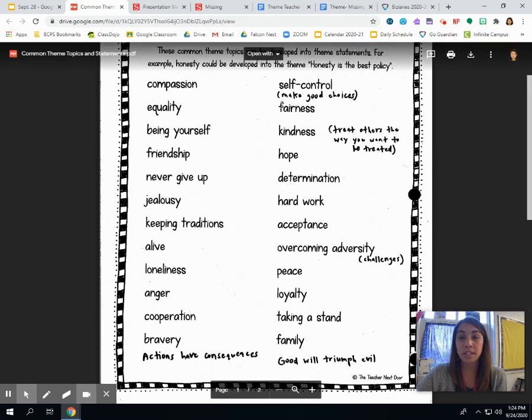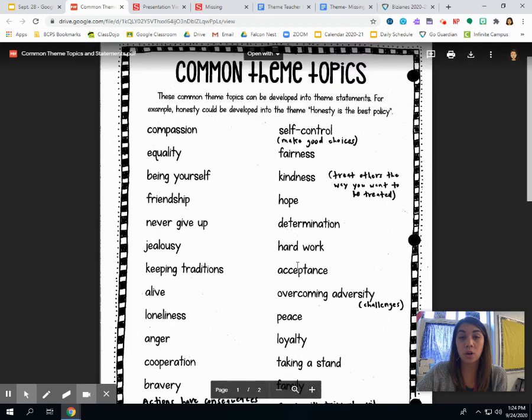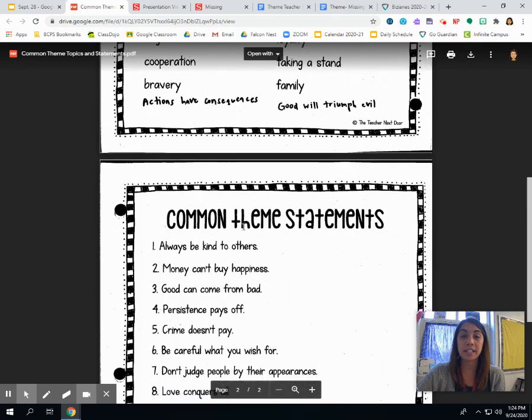Self-control, making good choices. Fairness, kindness, like treating others the way you want to be treated. Hope, determination and hard work, not giving up, right? Acceptance, overcoming adversity or challenges that come your way. Peace, loyalty, ooh, being a loyal friend, taking a stand, family, and good will triumph over evil. Those are all some examples of themes that you might see.